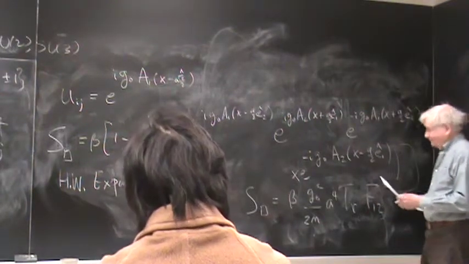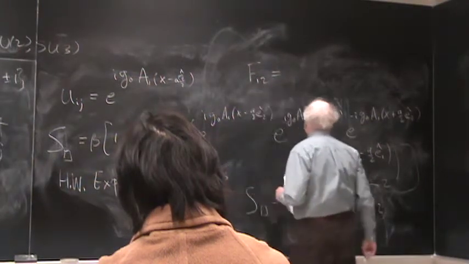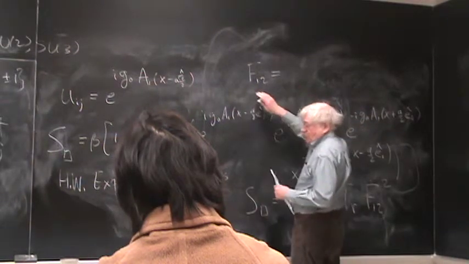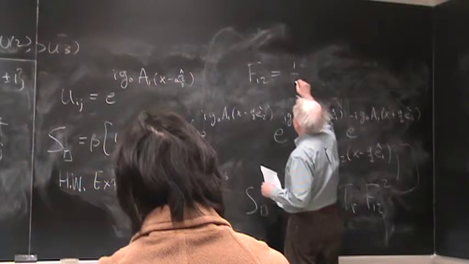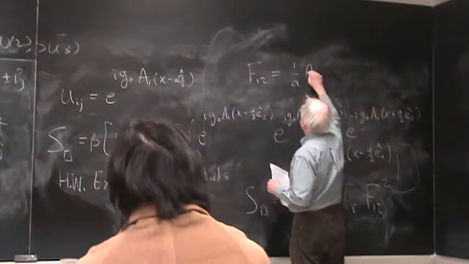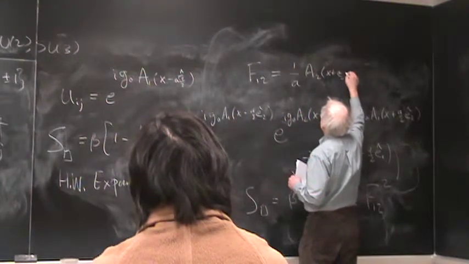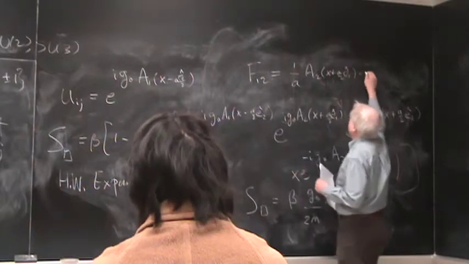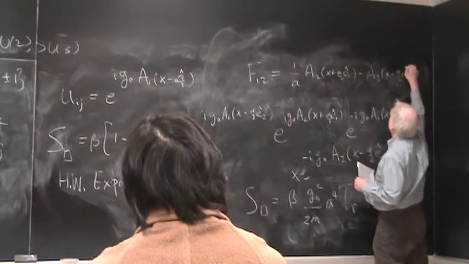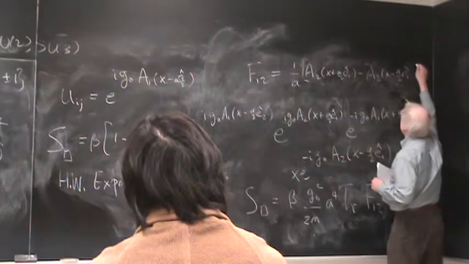where F12 is, well, it's D1 A2, and so forth. So this is 1 over a, D1 of A2. So this is A2 at x plus a over 2 e1 hat minus A2 at x minus a over 2 e1 hat. That's D1 of A2, yeah.